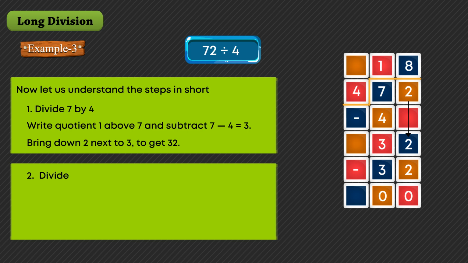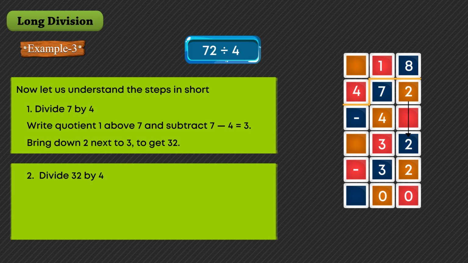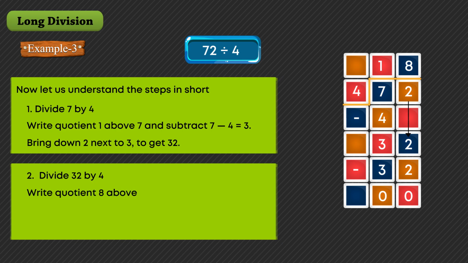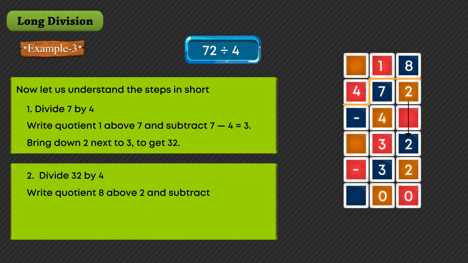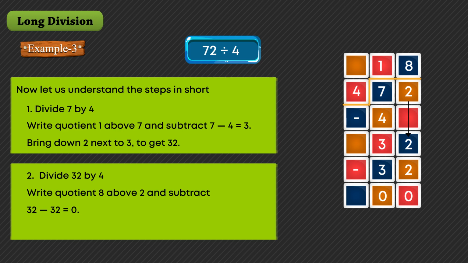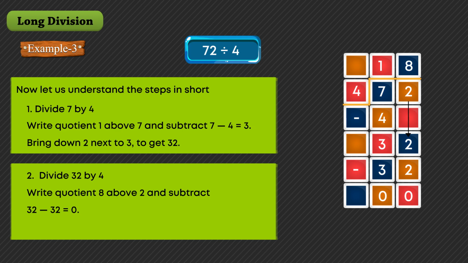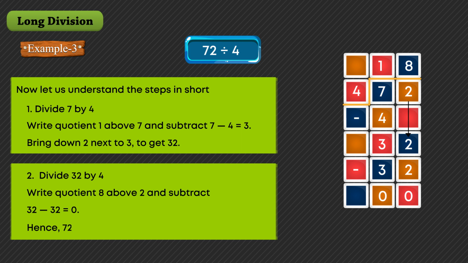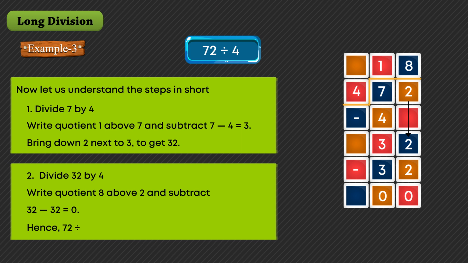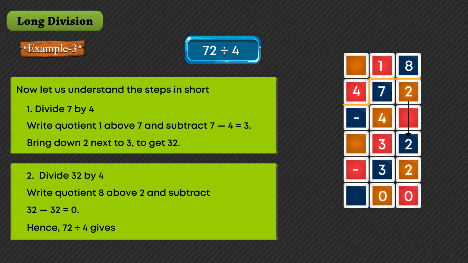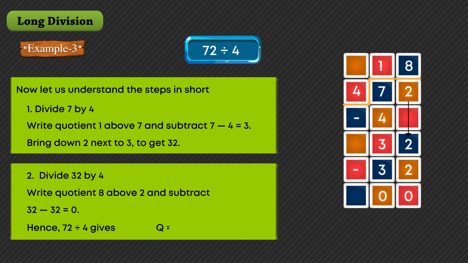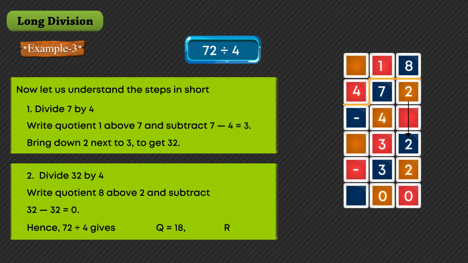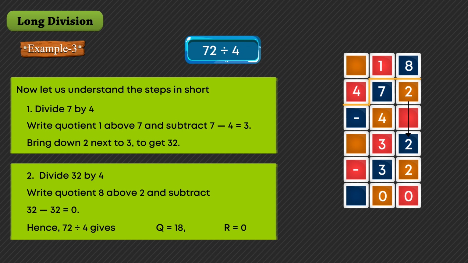2. Divide 32 by 4. Write quotient 8 above 2 and subtract 32 minus 32 is equal to 0. Hence, 72 divided by 4 gives quotient is equal to 18. Remainder is equal to 0.